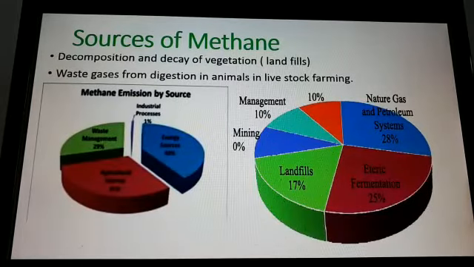Now the methane. Methane is also one of the important sources of the greenhouse effect. That is a greenhouse gas. The decomposition or decay of vegetation forms too much methane, and the waste gas from digestion in animals in livestock farming also produces too much methane.